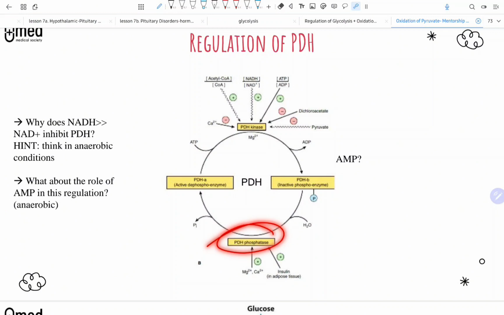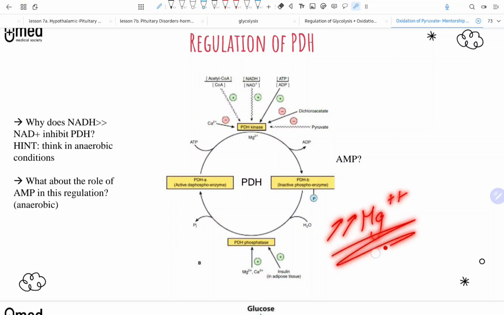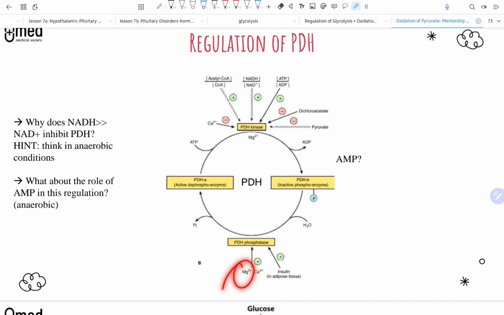So what is PDH phosphatase? PDH phosphatase, as I said before, removes a PO43 minus from this PDH, which means it activates PDH. So what activates this enzyme to activate PDH? Magnesium, calcium, and insulin. Magnesium is actually a coenzyme or a cofactor that is needed by enzymes. So when we see that there's high levels of magnesium in the cell, this means that cellular respiration is favorable, because many enzymes of cellular respiration require magnesium to work. So this makes sense that magnesium would actually activate this guy, which will also activate this guy.